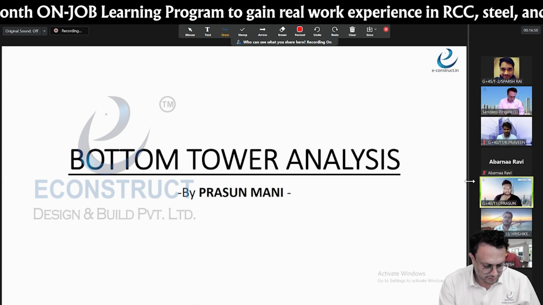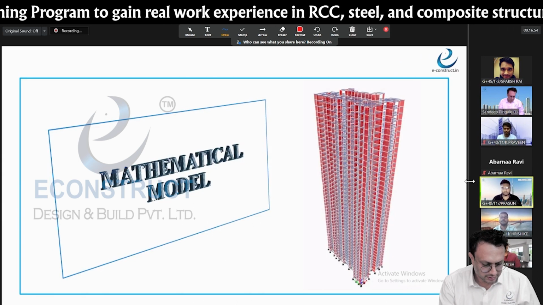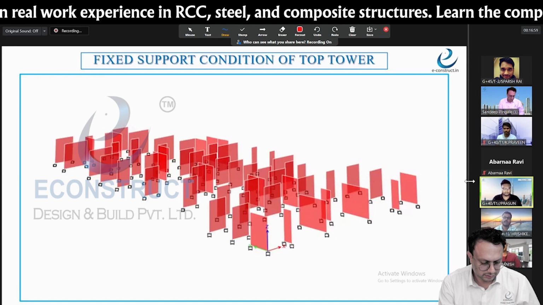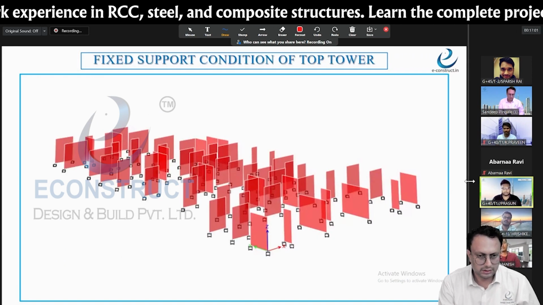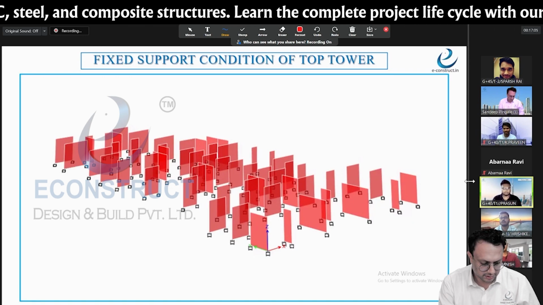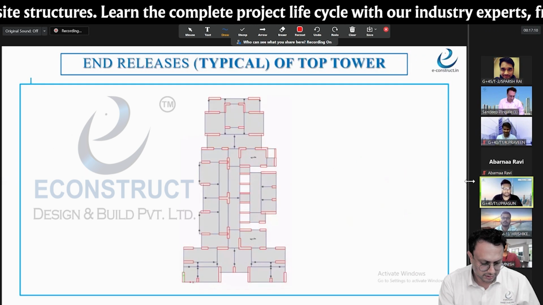Okay, next slide, please. So this is the mathematical model view of the bottom tower portion. Next slide, please. These are the support conditions, fixed support conditions of the bottom tower. Next, these are the end release conditions of the beams.